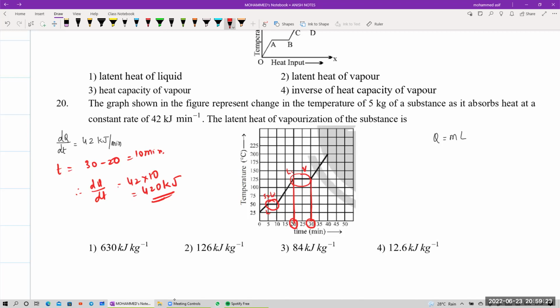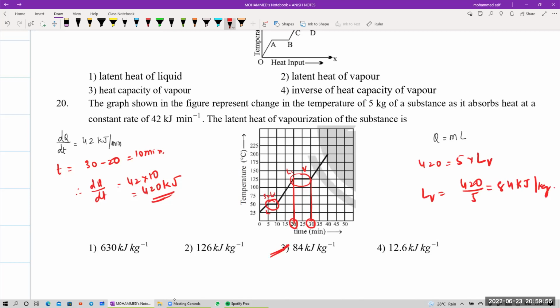Now use the formula Q is equal to m into L. Q value is how much for me? 420 is equal to mass, given how much in the problem? 5 kg into latent heat of vaporization. So latent heat of vaporization is how much for me? 420 divided by 5, that is 84. 84 kilojoule per kg. Got an idea how to do the graph question?